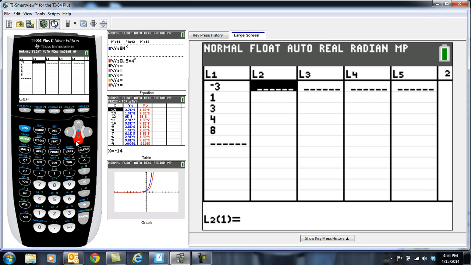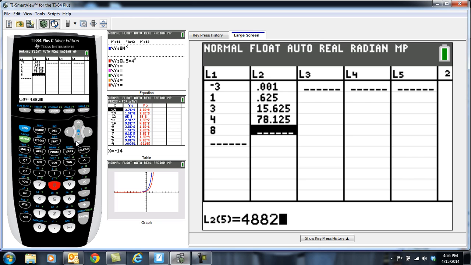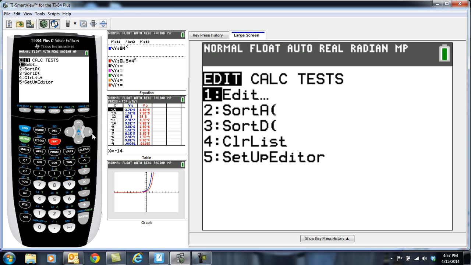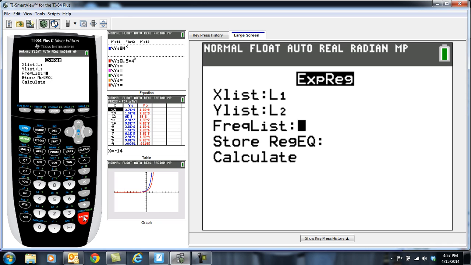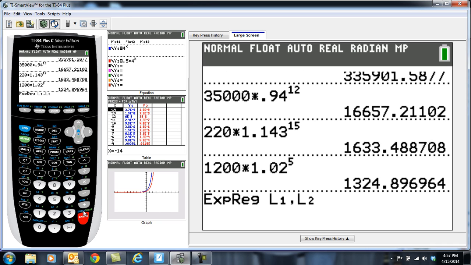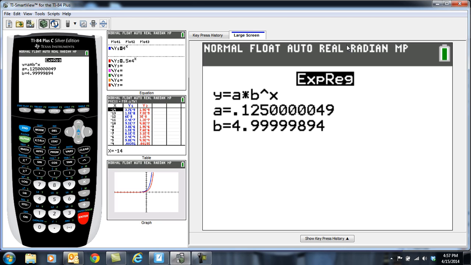And so we have 0.001, 0.625, 15.625, 78.125, and 48,828. That doesn't even have a decimal. Okay, they're asking us for the function rule. I'm going to assume that since these numbers are getting really big really fast, that's going to be exponential. We're going to go stat, calc. It was option number 0 for exponential regression. Go down here to calculate, hit enter, and so it's going to spit it out for us, and we're going to round this. We're going to call this 0.125, and we're going to call this 5.